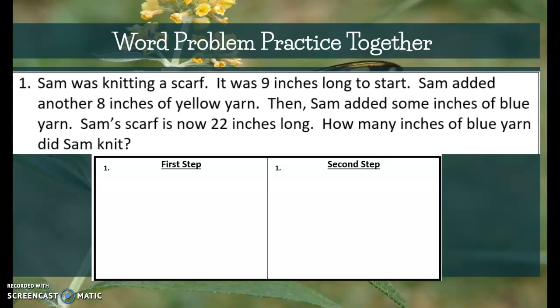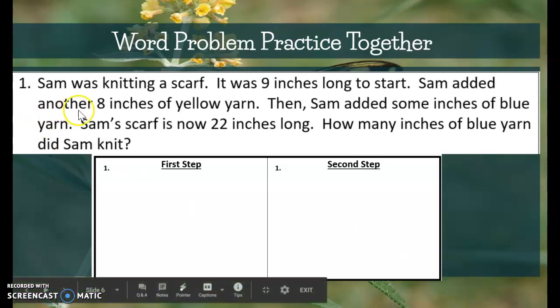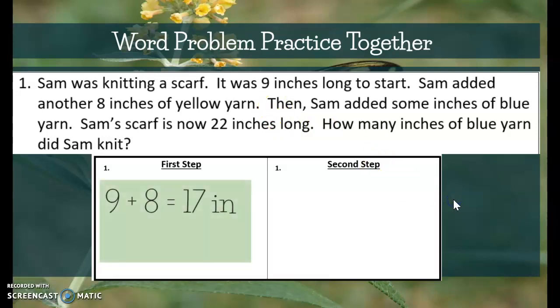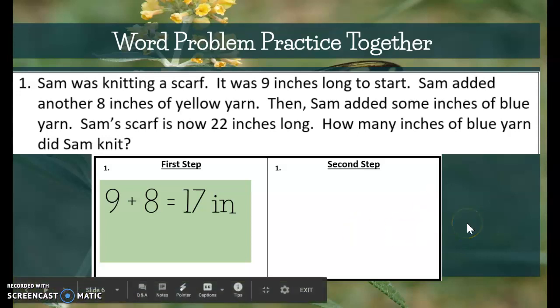So let's see if we can figure out what we know and what we want to find out. We know he was knitting a scarf. It was 9 inches long to start. He added another 8 inches. So our first step would be to find that total. He started with 9 and added 8 more. That's a total of 17, because 8 plus 8 is a double, and that equals 16, and one more, 8 plus 9, would be 17.